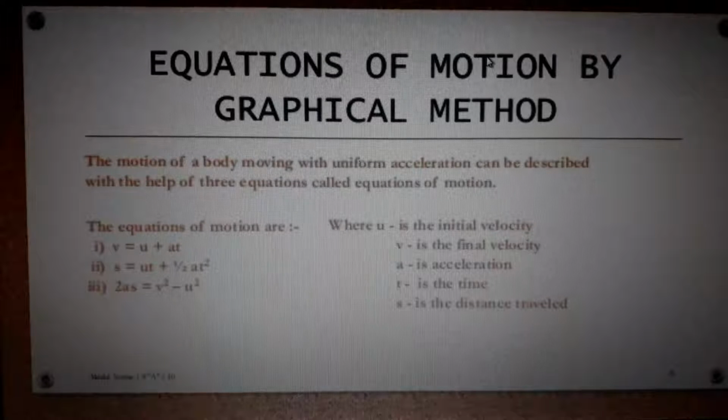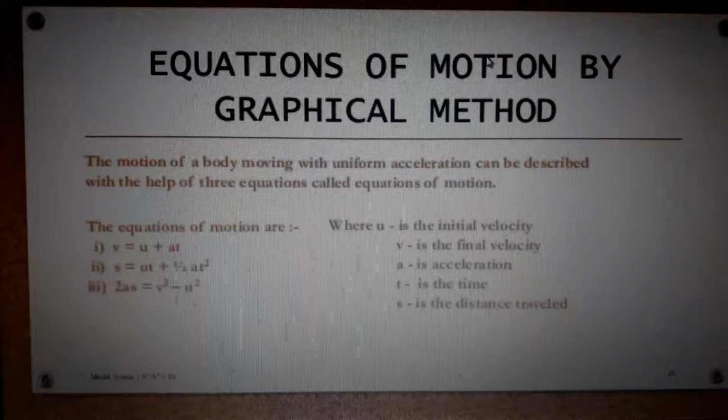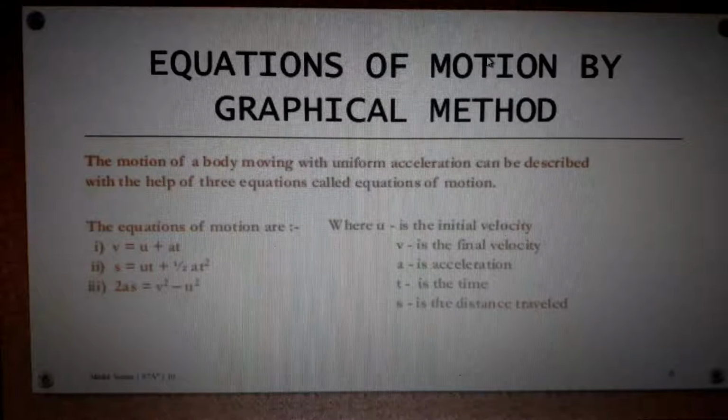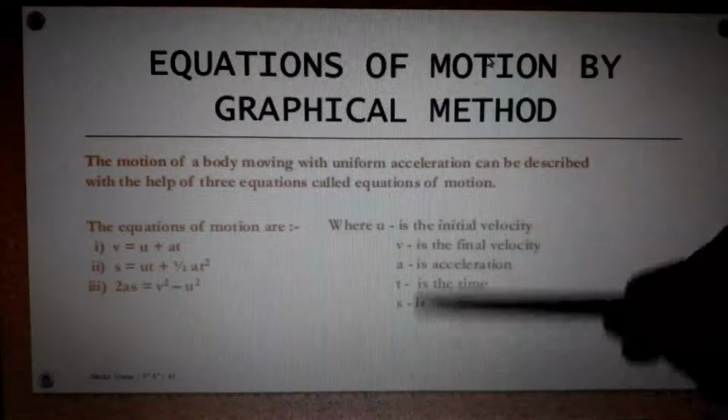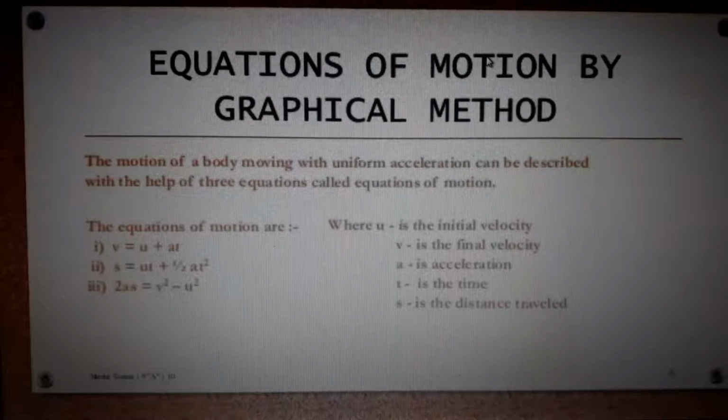So the first three equations of motion are very, very important. See, V is the final velocity. U is the initial velocity. A is acceleration. T is time. S is distance travelled. Okay? These are the 5 terms we need to study, and these are the 5 equations you must know about this chapter. That we will discuss in detail in the next class, and we will try to do lots of numericals and problems regarding this.